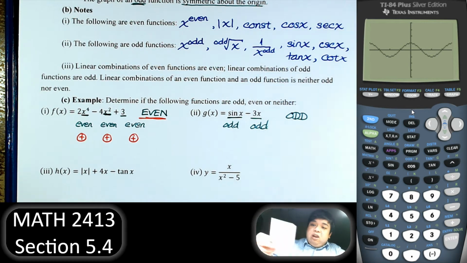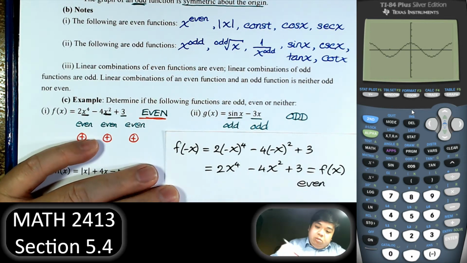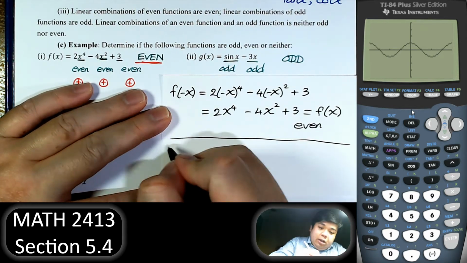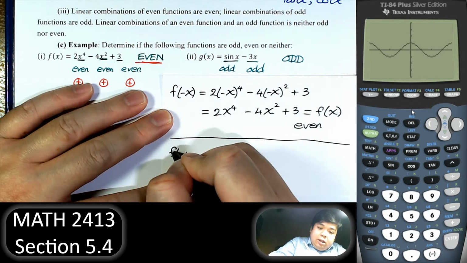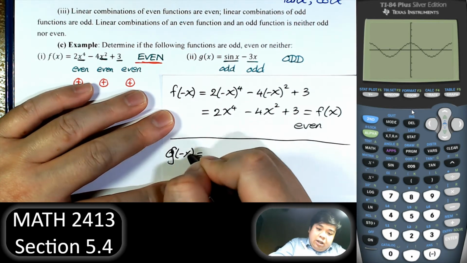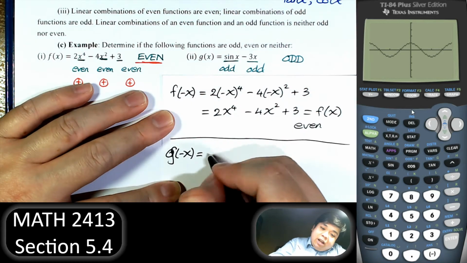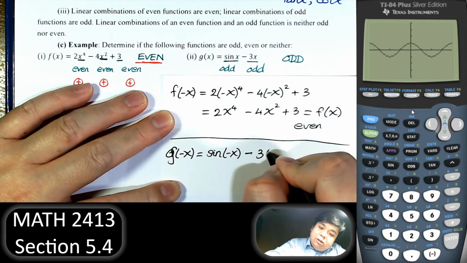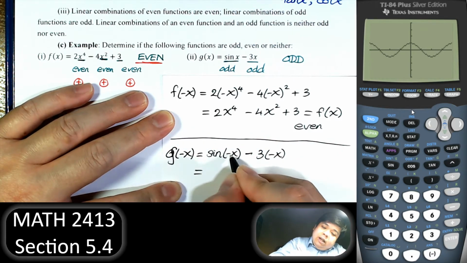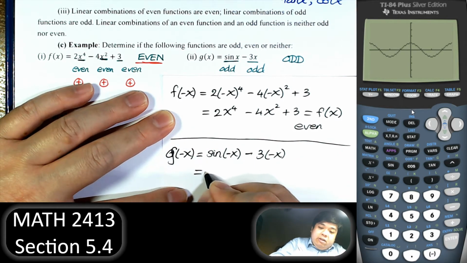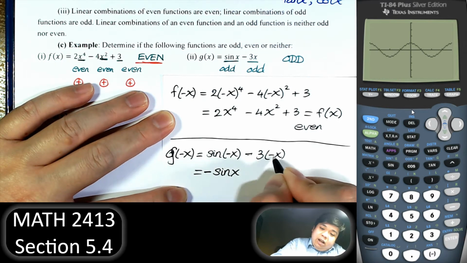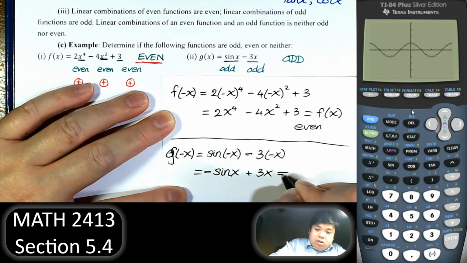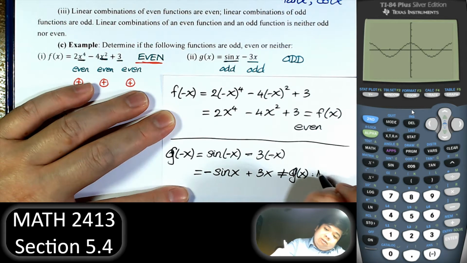If we want to use the definition, this is how we do it. g of negative x: I will put in negative x for x. Sine of negative x, because sine is odd, is negative sine of x. Negative, negative, that's plus 3x. Of course, this is not equal to the function, so it is not even.